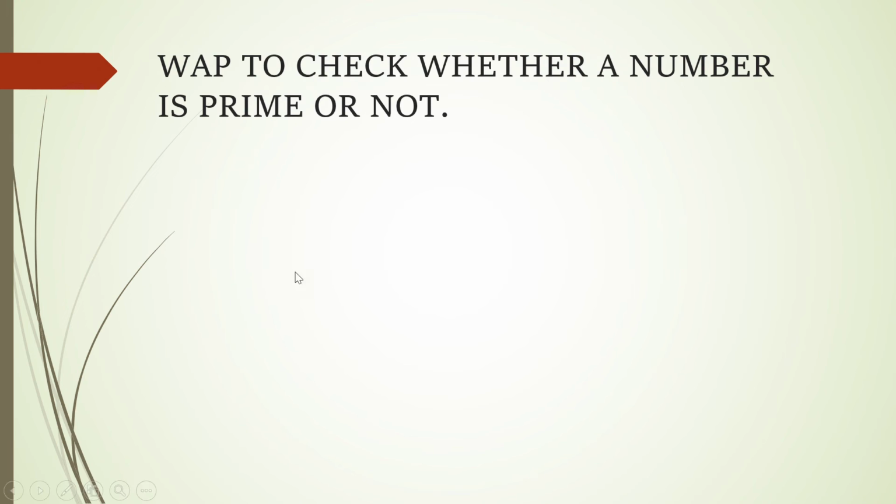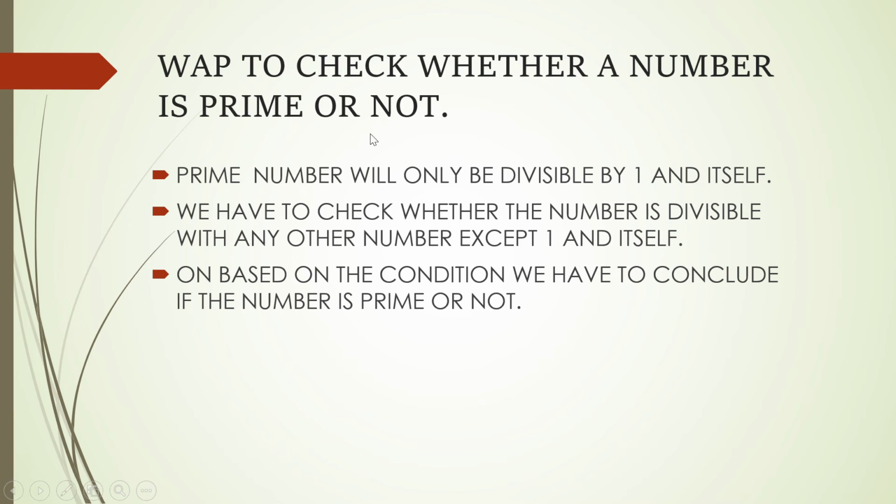Next the program is write a program to check whether a number is prime or not. So this is a very famous program to check whether a number is prime or not. So how we will do that, prime number will only be divisible by 1 and itself. We have to check whether the number is divisible with any other number except 1 and itself. Based on the condition, we have to conclude if the number is prime or not.